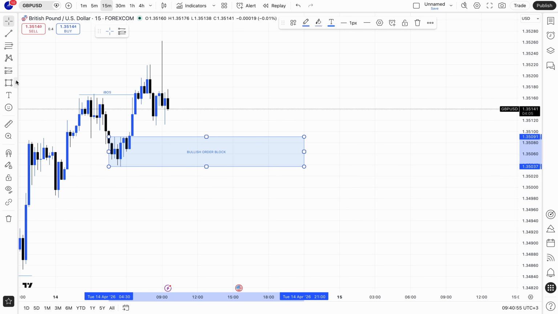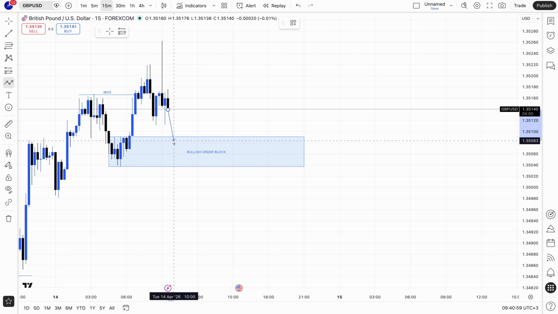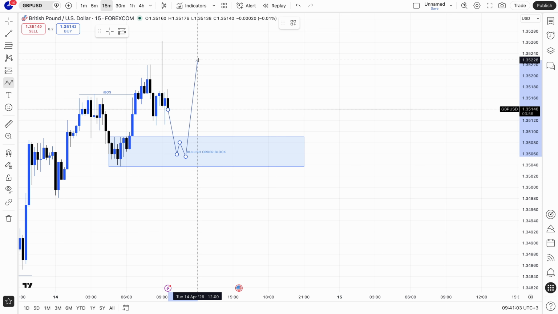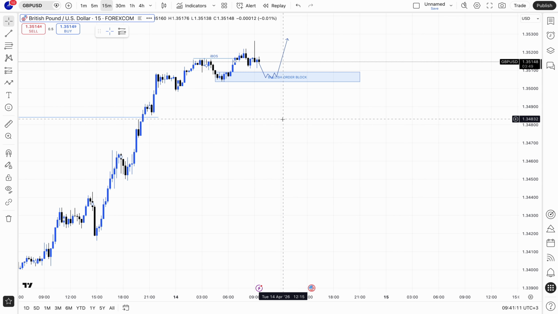So what's our plan? Our plan is very, very simple. Scenario number one, you're going to wait for the price to come back here. Then you look for buy confirmation. Then you target the next swing high, internal structure.